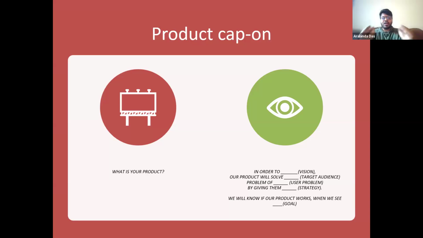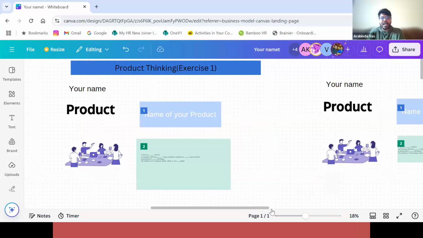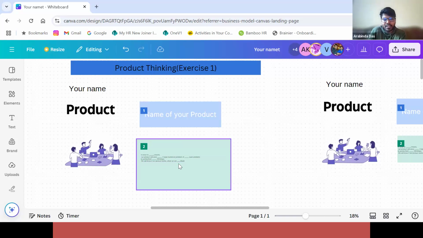So think of a problem statement, go into the Canva and put your name, take any block you want. Put your name and try to put the product name that you have thought of, the problem or anything that you have thought, and try to put that in the form that's present here: what's your vision, what's your target audience, what's the user problem, strategy, and goals.